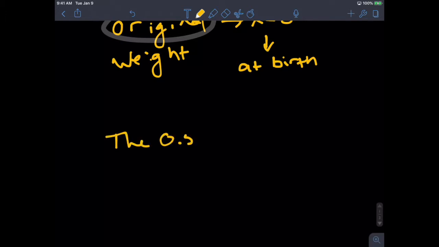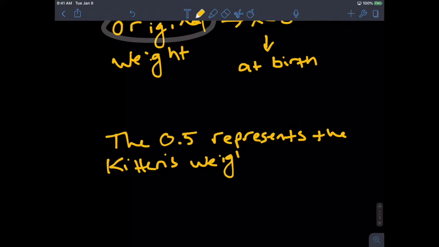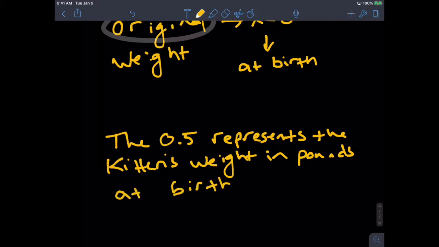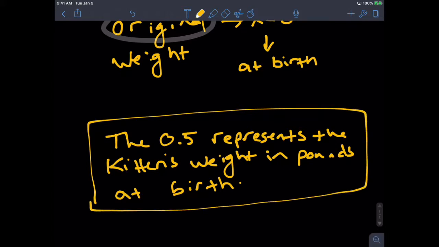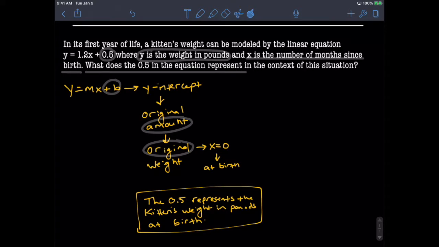The 0.5 in our equation represents to us the kitten's weight. Make sure you give them the units in pounds. And now you got to tell them when. At birth. The end. Be sure not to skimp on the sentences. Not only does it show people how smart you are, but it helps us avoid any miscommunication.